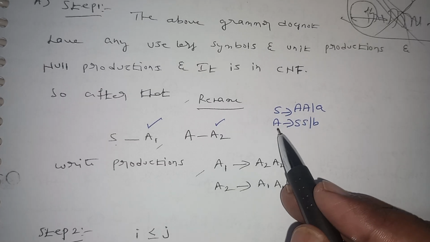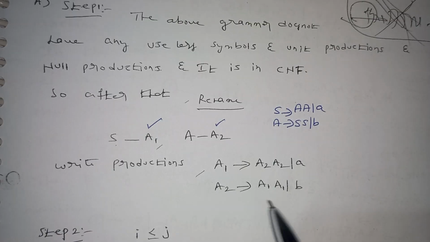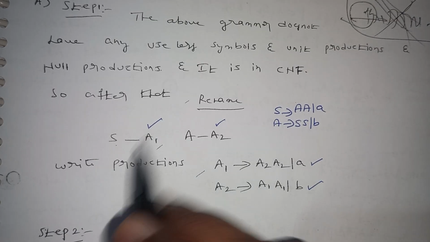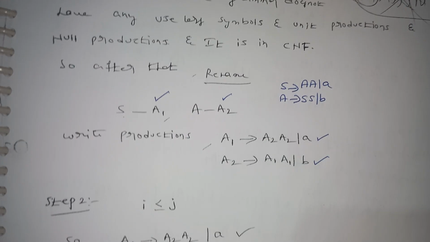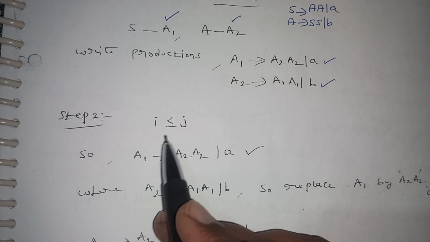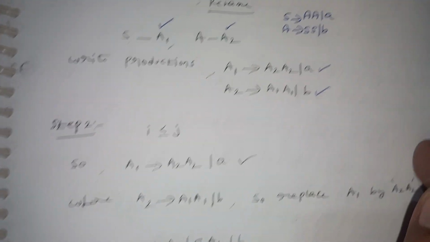What about capital A? Rename it A2. A2 tends to A1 A1 b. So this you have to do. This is step 1. Now next, what you have to check? You have to check the condition, whether j is bigger than i.